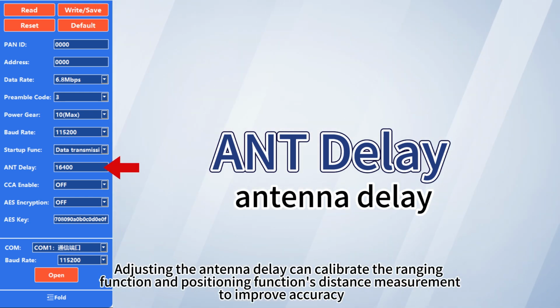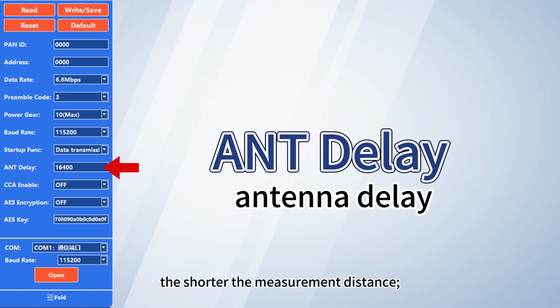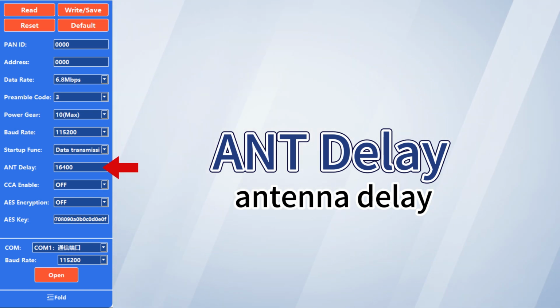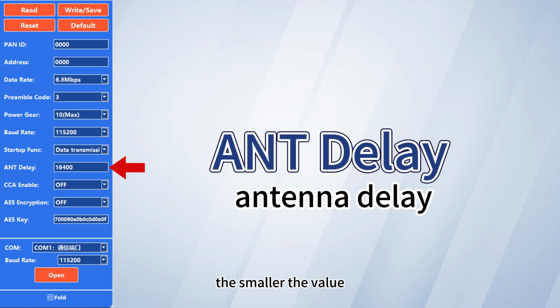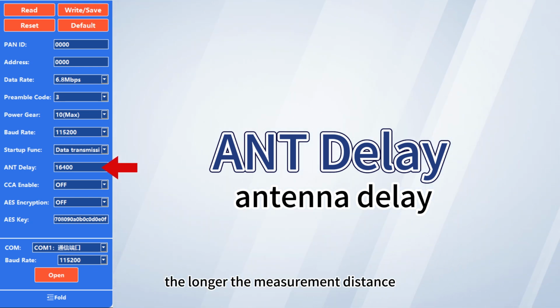Adjusting the antenna delay can calibrate the ranging function and positioning function's distance measurement to improve accuracy. The larger the value, the shorter the measurement distance. Conversely, the smaller the value, the longer the measurement distance.